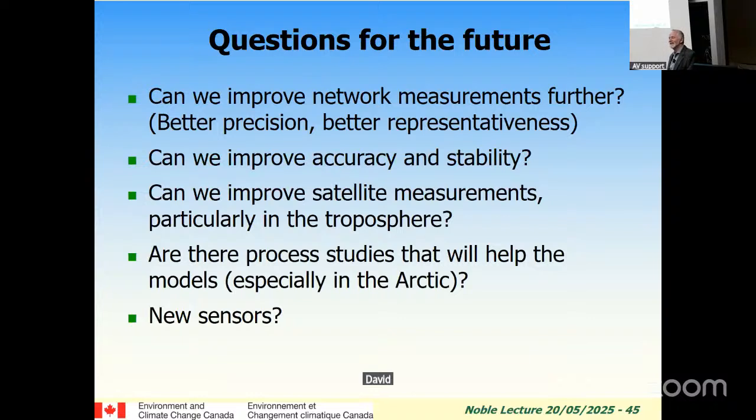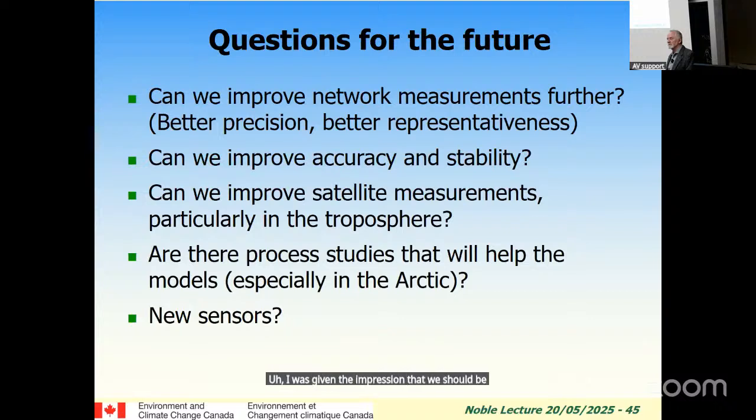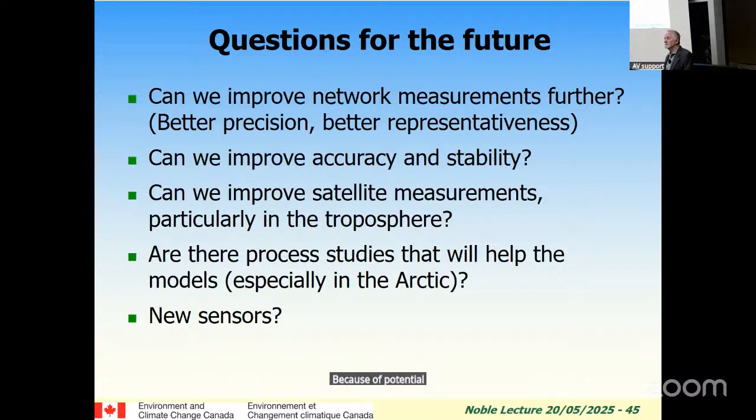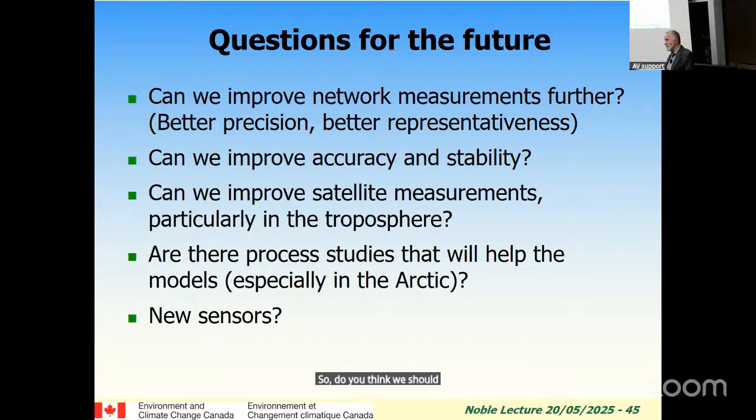David, when we first started using ozonesonde data to evaluate our data assimilation products, I was given the impression that we should be cautious in our use of the ozonesonde data to validate the near-surface component of our simulation because of potential larger uncertainties associated with things like the ascent rate. But you showed a figure of the various uncertainties, and it didn't look as though the uncertainties were that much larger near the surface. So do you think we should actually use the sonde data near the surface?